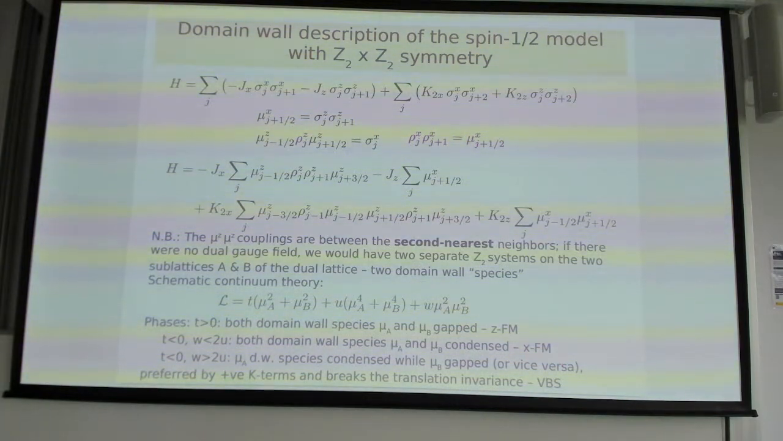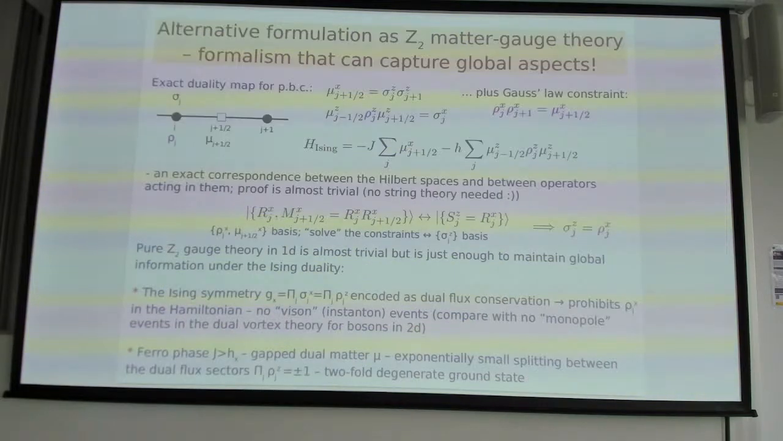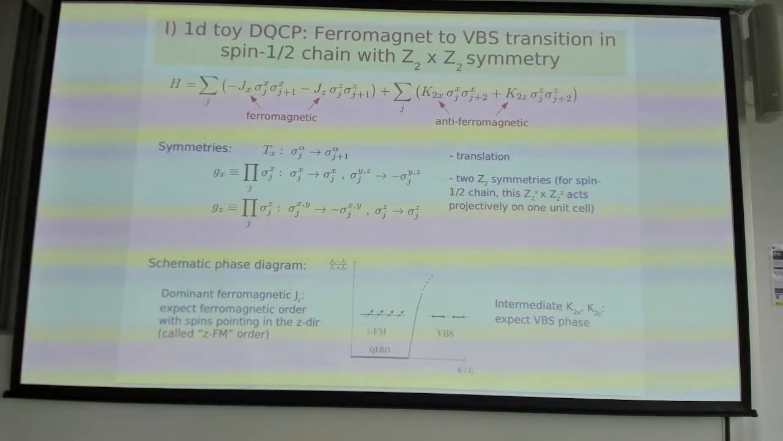Sorry, quick question. Is my intuition correct that if you put the couplings Jx and Jz and K equal, you will have a U1 symmetry? Yes. You will have U1 cross Z2. Yeah, you will have a quasi-long range order phase transition to the valence bond solid phase.